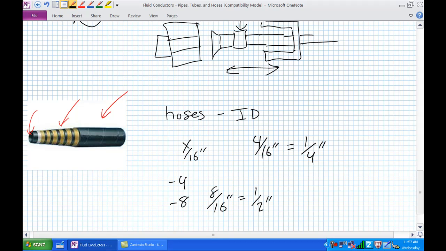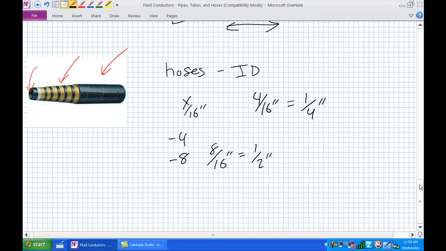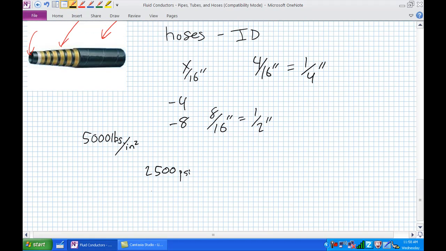Typically, 4:1 or 2:1. So let's say you have a hose that can withstand a maximum working pressure of 5,000 pounds per inch squared, 5,000 psi, and it's a 2-to-1 safety factor. The maximum working pressure, i.e. your pressure relief valve, should be set to is 2,500 psi. Whereas if you had a 4-to-1 safety factor, what's the maximum pressure on your pressure relief valve? 1,250 psi. Okay, so this is pressure rating for that particular hose.